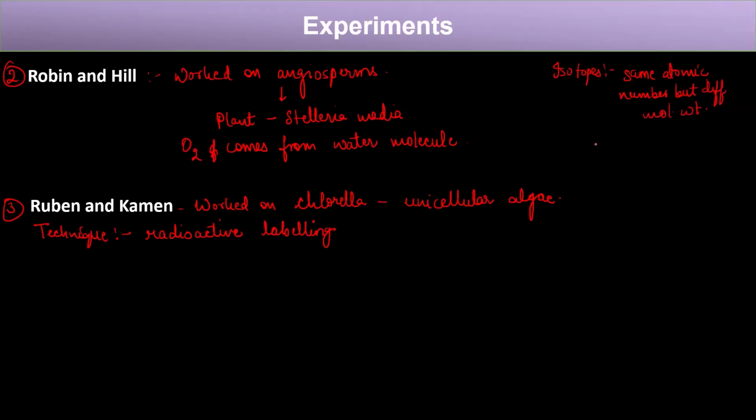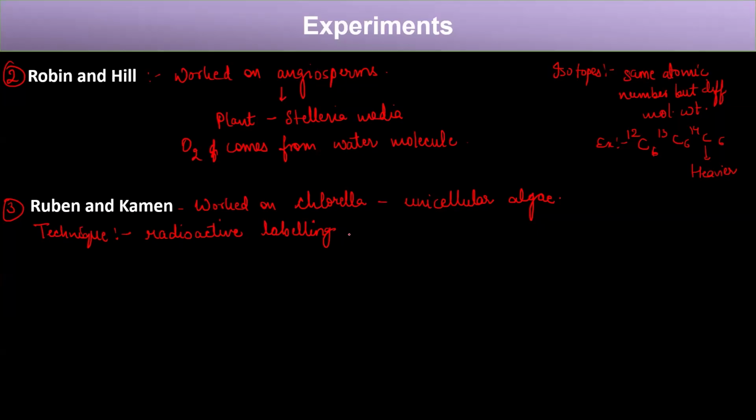For example, in the case of carbon, naturally occurring carbon is carbon 12, but we also have carbon 13 and carbon 14. These all have the atomic number 6, but the molecular weight is different. Because it is 14, this will be the heavier one, right? So Ruben and Kamen used this technique of radioactive labeling.